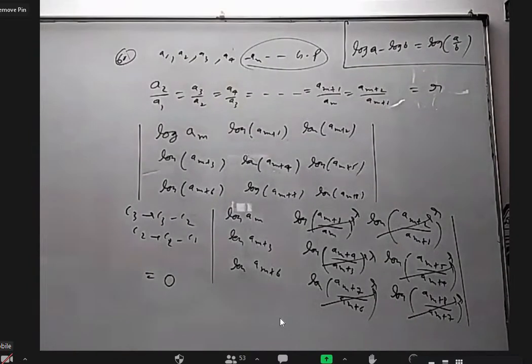Sir, or we can write it as, since A1, A2, A3 are in GP, log A1, log A2, and so on. Yeah, we can write it, not a problem. You say in a determinant, if each row is in AP, that is 0. And when some set of numbers are in GP, when you apply log, they are in AP. So you can say like that also, nothing wrong in it.